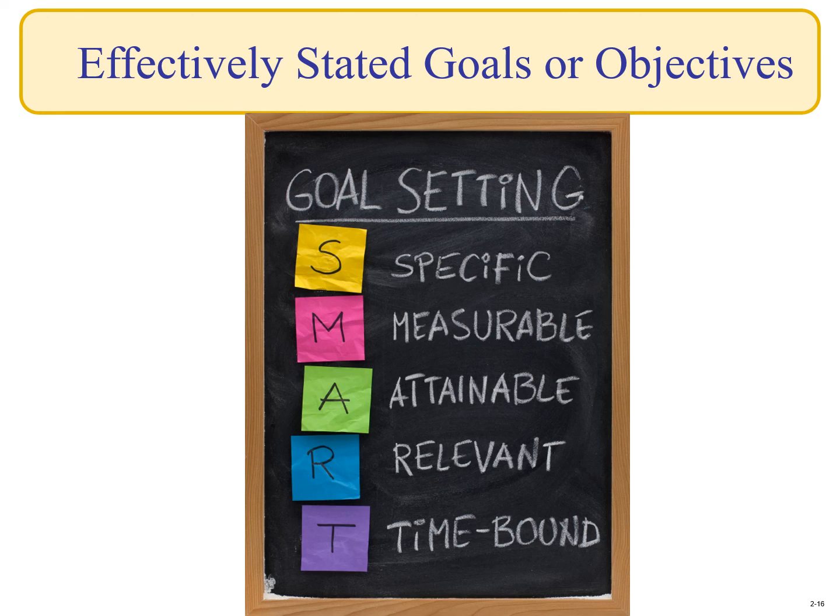The fourth one is relevant. Of course, your goals should be relevant to your organization, to the context, to the product or service that you are offering. And the last one is time bound. That is, you have to say within the next year, or by next year, or within the next 5 years. So there's a time that you should allocate in order to achieve your goals effectively. So SMART is what you need to do in order to state goals or objectives effectively.